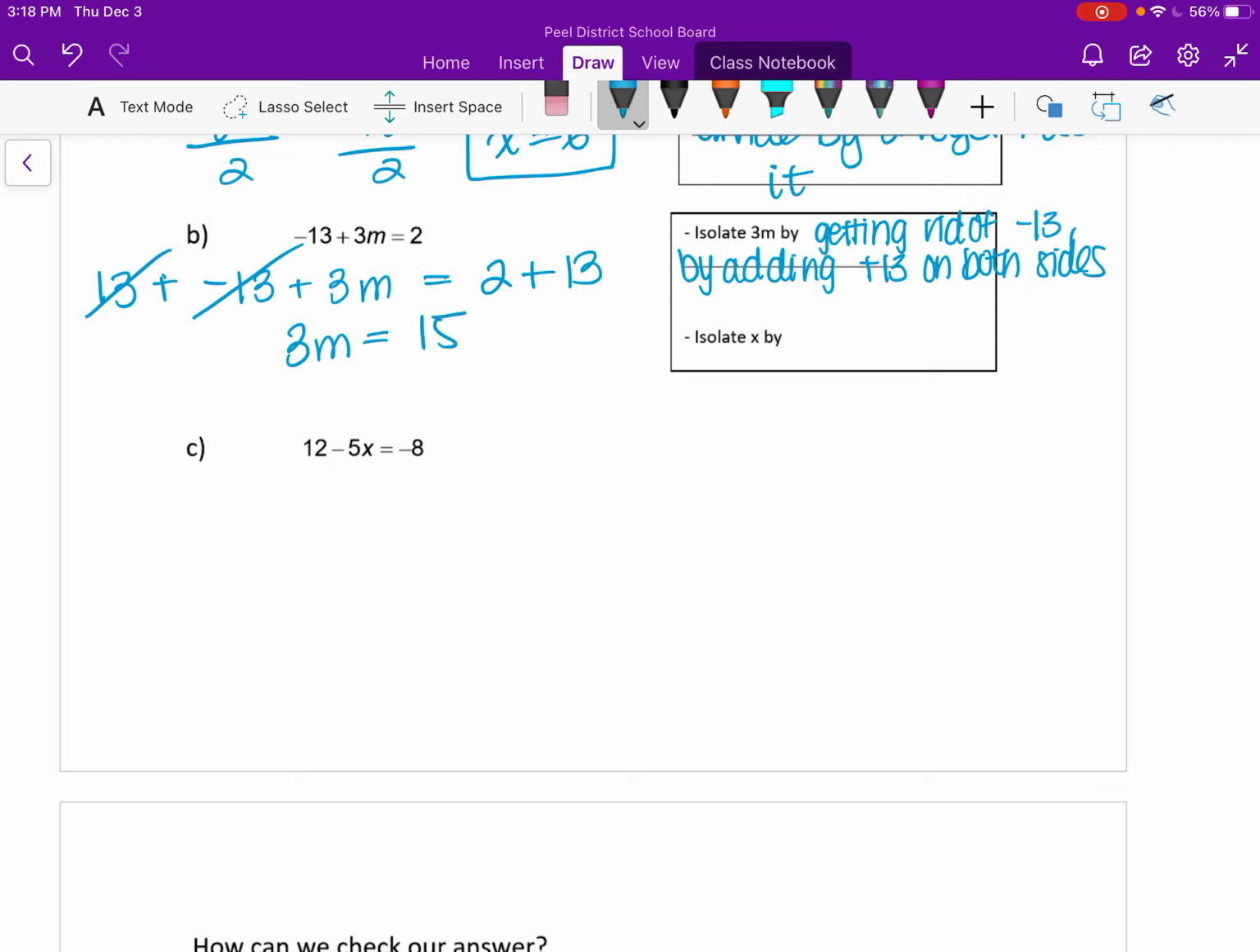And then I'm going to isolate the m, this should say m, by dividing both sides by 3. I'm going to divide by 3, and then I'm going to get m is equal to 5.